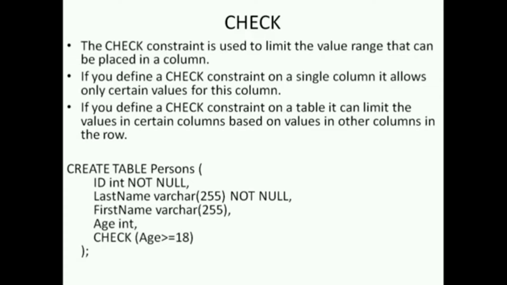And the check constraint is used to limit the value range that can be placed in the column. Like you can give some condition, you can check by that. So if you define a check constraint on a single column, it allows only certain values for this column. And if you define a check constraint on a table, it can limit the values in certain columns based on the values in other columns in the row.